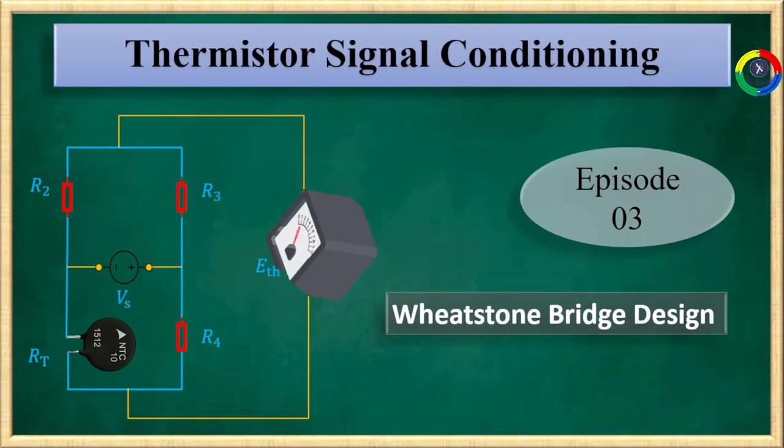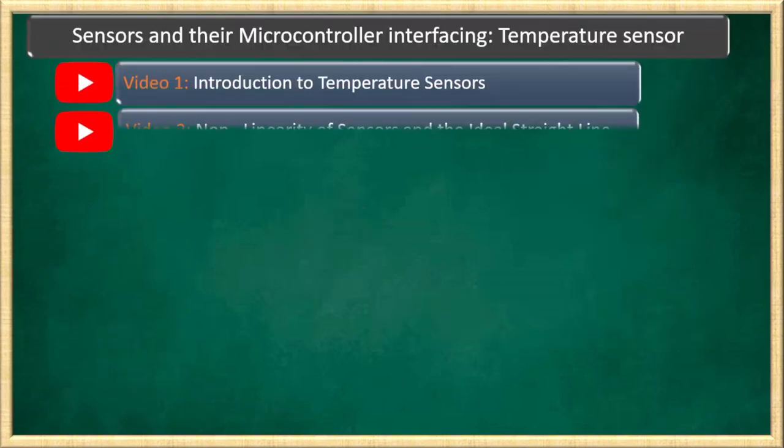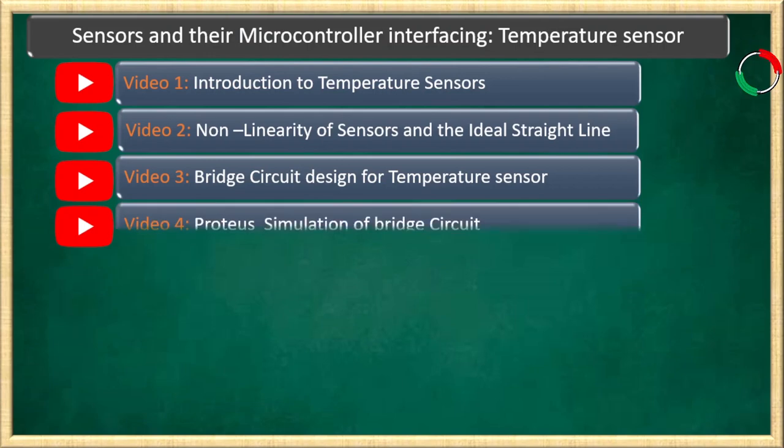Welcome everyone. This is our third episode in our sensors and microcontroller interfacing video series. Here in this video, I am going to show you how to convert the resistance variation from the thermistor to its corresponding voltage variation. We are following a project-based approach in the video series.